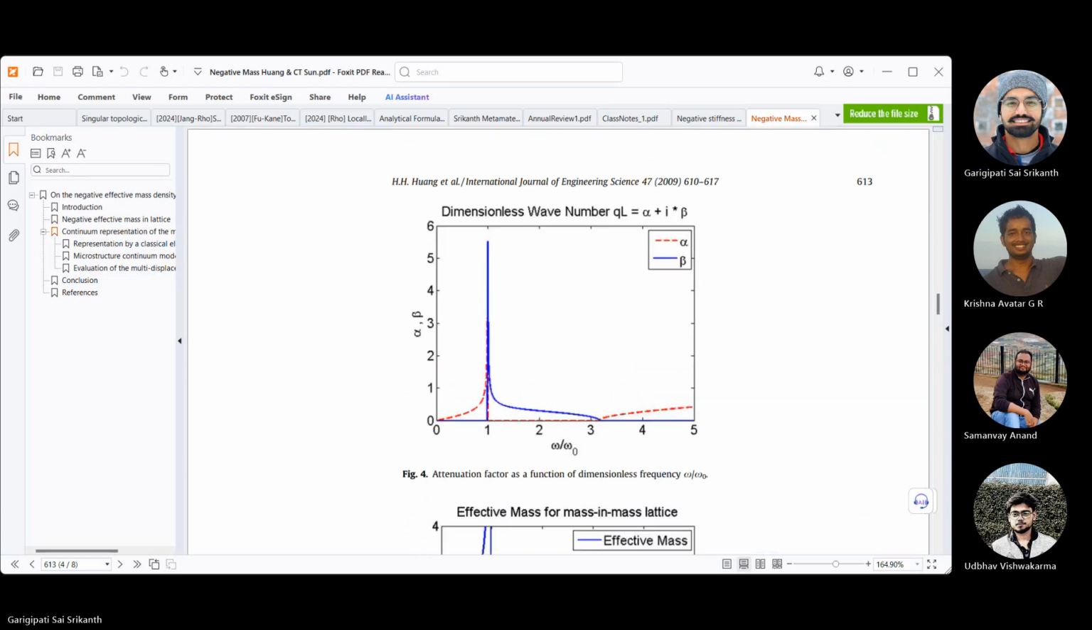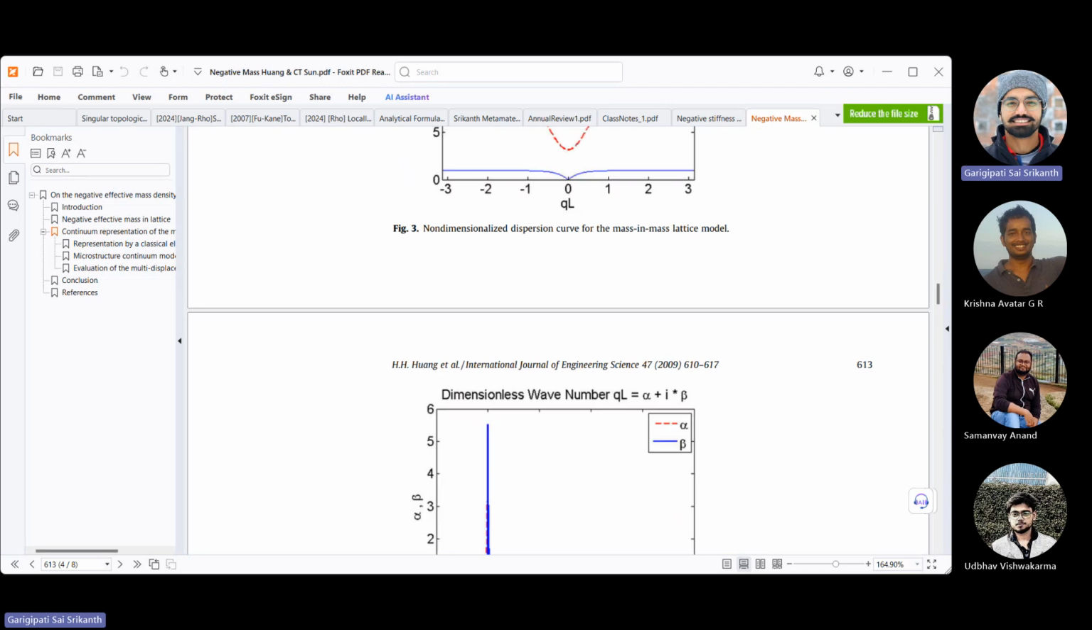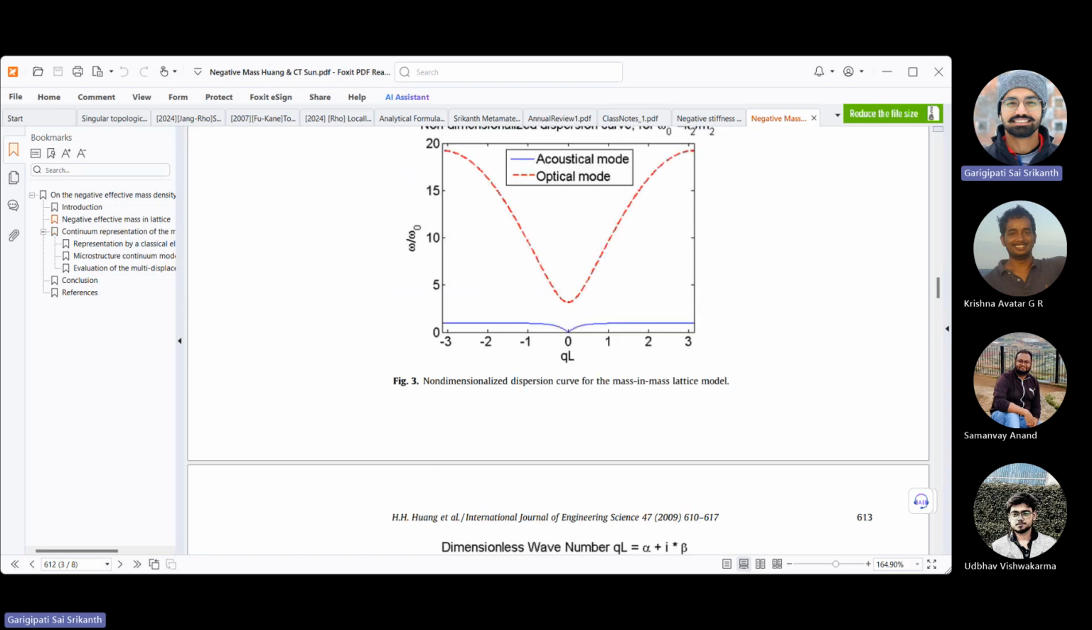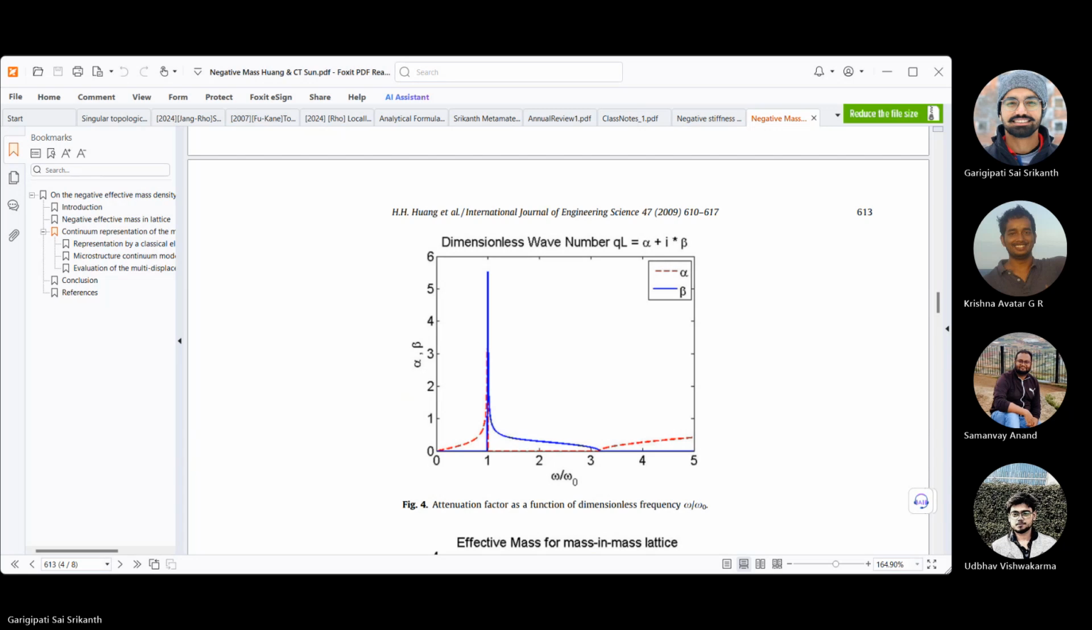Further, here, note that typically in dispersion curves, your frequency is on the y-axis. Here, they are showing the frequency on the x-axis. And alpha, again, Q is split into two parts, alpha plus I beta.